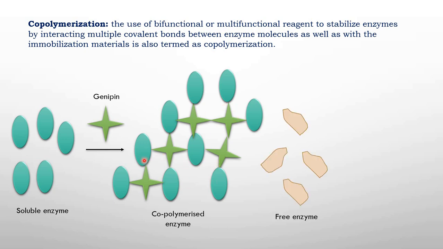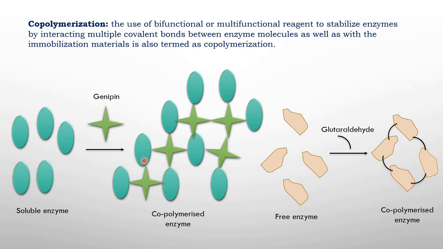So by this phenomenon the entire soluble free enzymes can be copolymerized. Another method is, for example, this is a free enzyme and this is glutaraldehyde. Glutaraldehyde is also used as a copolymer substance or multifunctional group. Glutaraldehyde, on the other hand, interacts only with the enzyme molecules but not cross-linked with each other. So this is also a copolymerized enzyme. These two types of copolymerization or cross-linking can be performed in the immobilization of the enzyme.